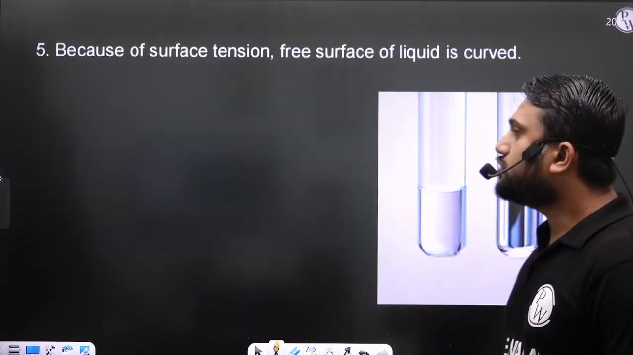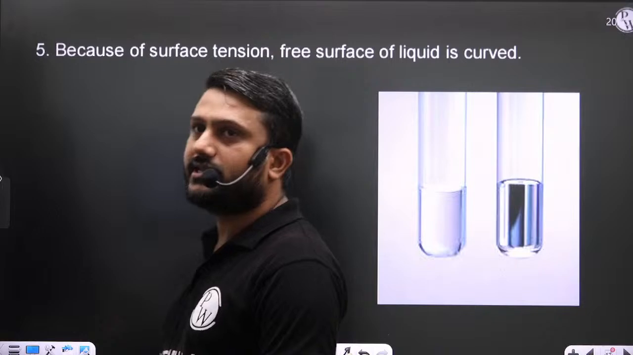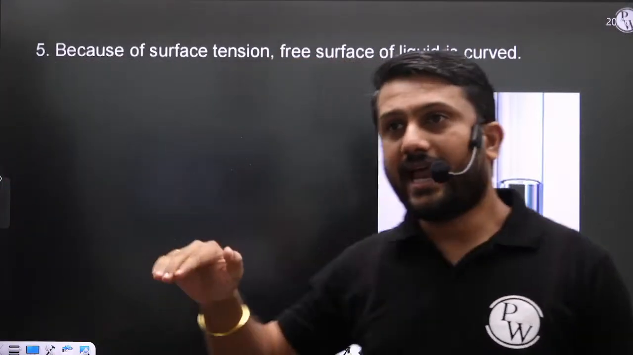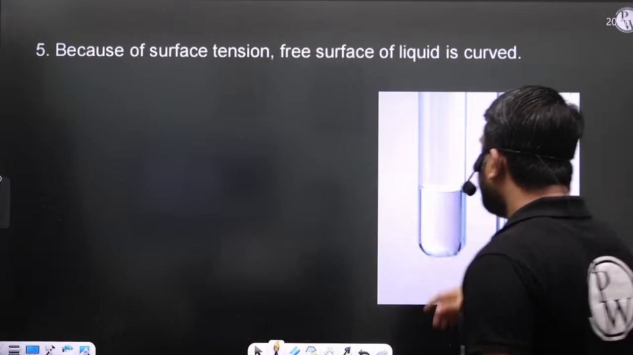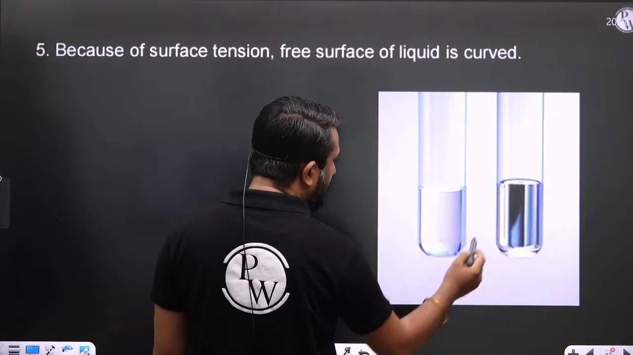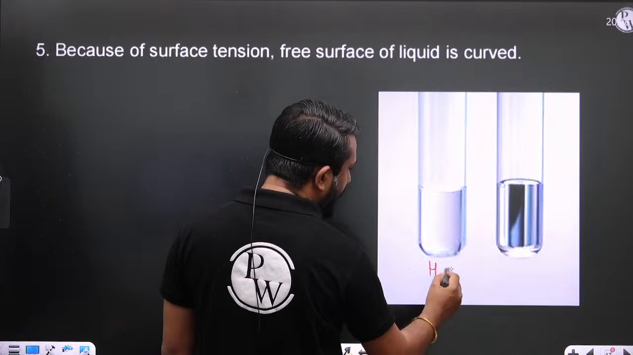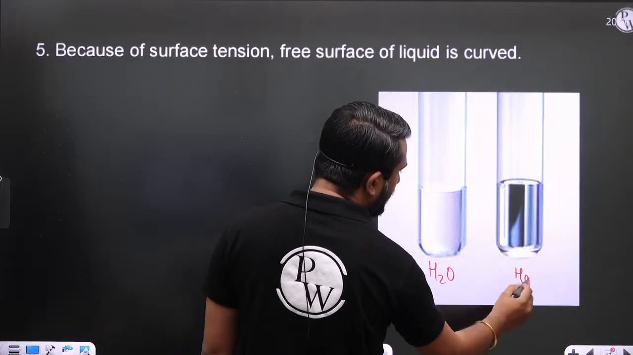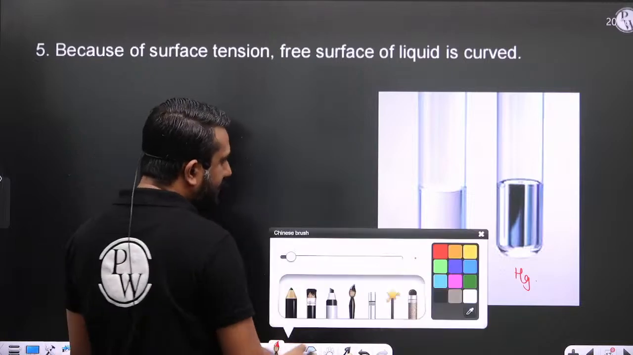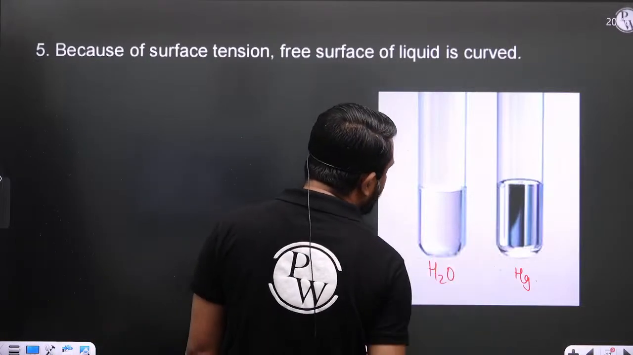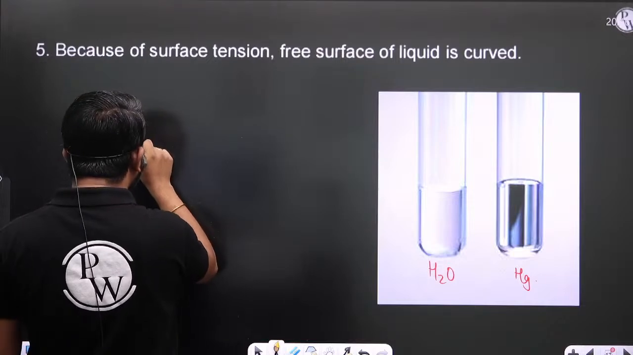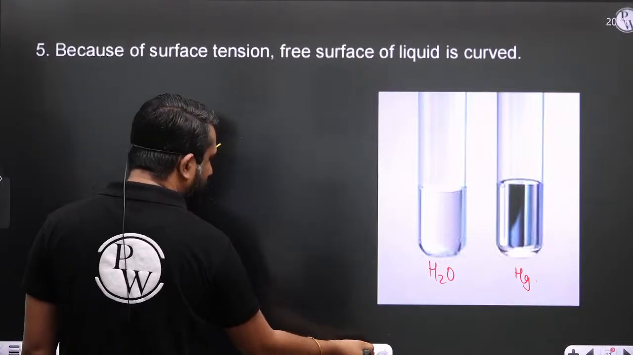See, because of the surface tension, the free surface of the liquid is curved like this, right? If you see here, this is the water, and this is the mercury. So because of the surface tension, in case of the water, you will get such kind of free surface.